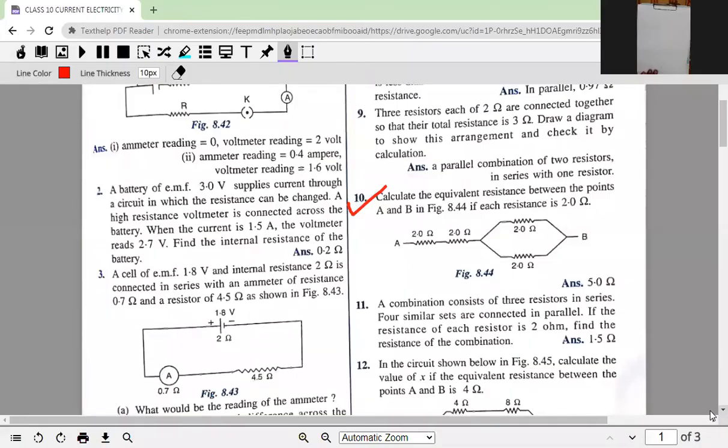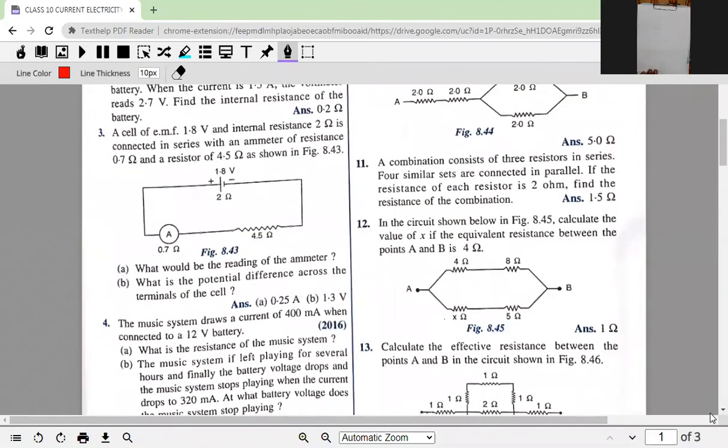Now see here. For example, question number 12. In the circuit shown below, calculate the value of X if the equivalent resistance between the points A and B is 4 ohm. Between these two points, what is the resistance? 4 ohm, equivalent is given. So you have to find the value of X.